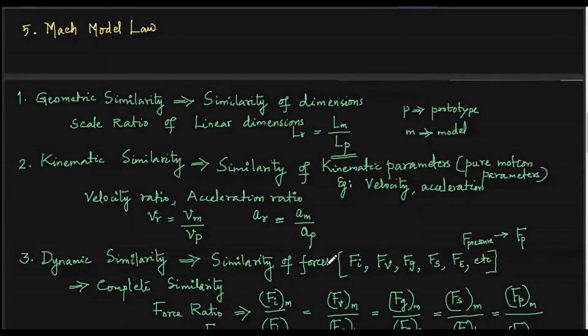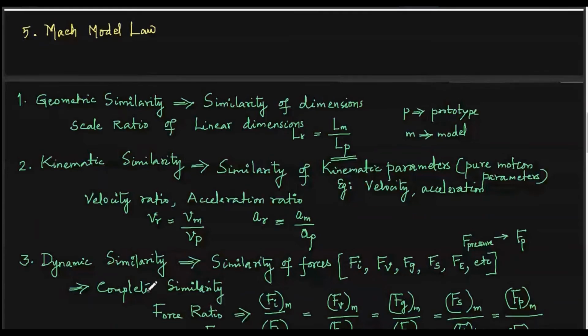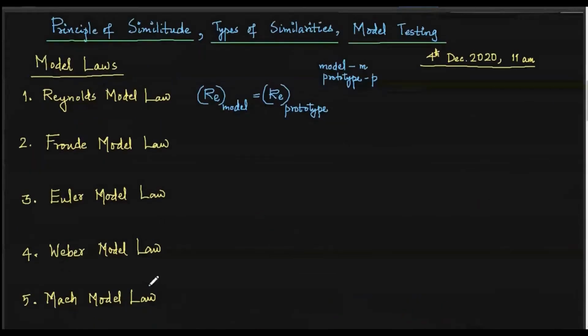Okay, so we now have geometric similarity, kinematic similarity, and dynamic similarity. As we said in the beginning, in order to have a fruitful and effective prediction of the behavior and the performance of the prototype, we have to conduct tests on models which satisfy geometric, kinematic and dynamic similarities. All three similarities, what we call the principle of similitude, must be satisfied between the model and the prototype. Only then can tests on such models give you effective and reliable results for predicting the behavior and performance of the prototype.